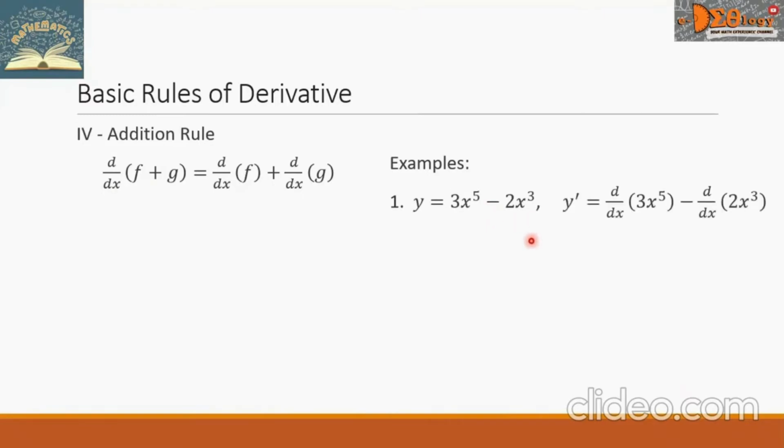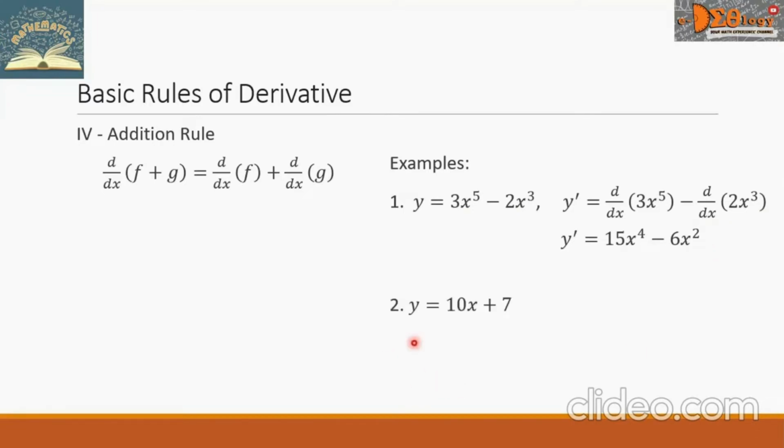So we're going to take the derivative of each of the function, just like this. So we have y prime equals the derivative of 3x raised to 5 minus the derivative of 2x cubed. So we have here y prime equals 15x raised to 4 minus 6x squared.